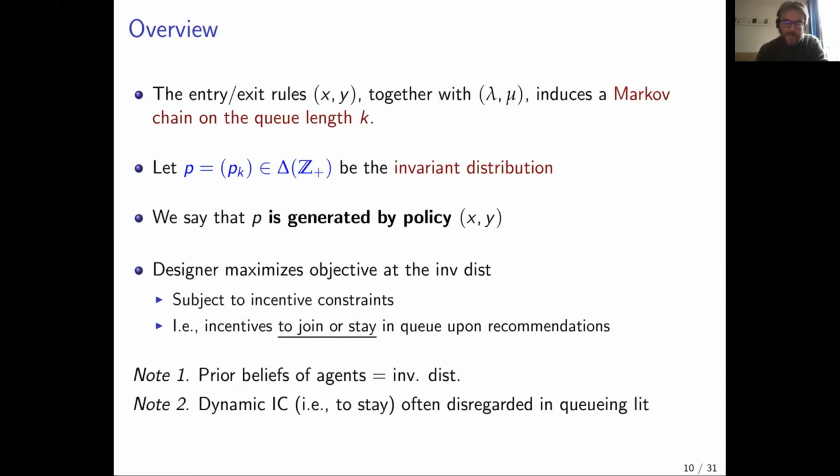And second, maybe more importantly, we care about dynamic incentive compatibility, meaning that we do care about the incentive of agents to remain in the queue. And this is often disregarded in literature. This is really critical for our argument, and this is going to be critical for identifying the optimal queuing policy in our environment. So really, the incentives to remain in the queue is going to be important and critical for what I want to talk about.